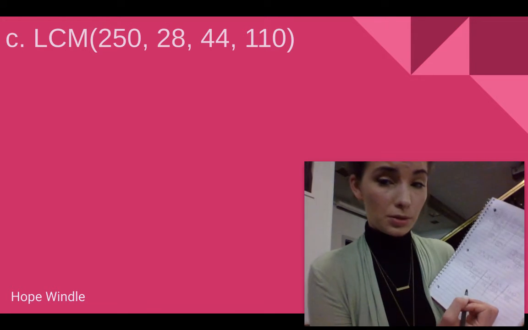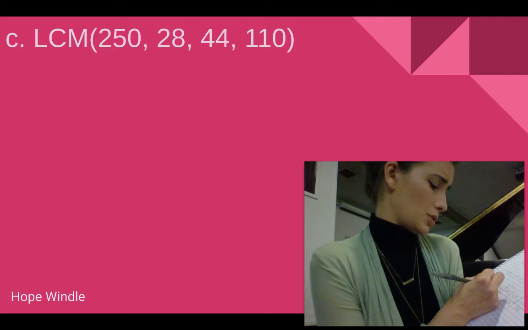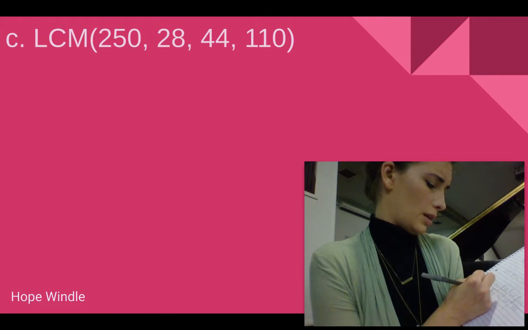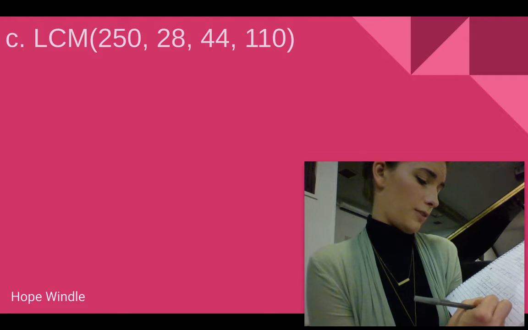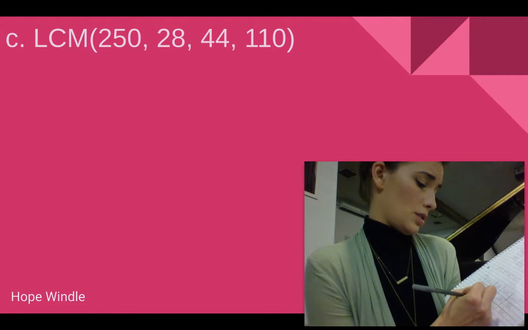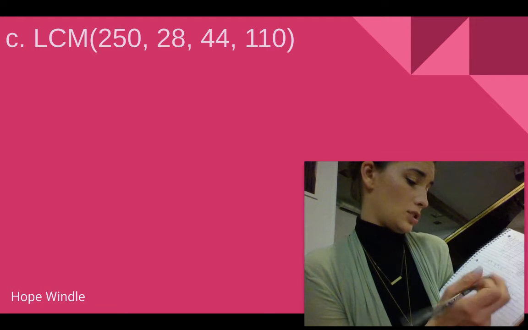Okay, so let's circle our 2. And then let's go down here, and we have some even numbers. So we're going to go ahead, and we're going to divide that by 2 again. Not 125 and not 55. But we are going to do 2 and 7 is 14. 2 and 11 is 22.